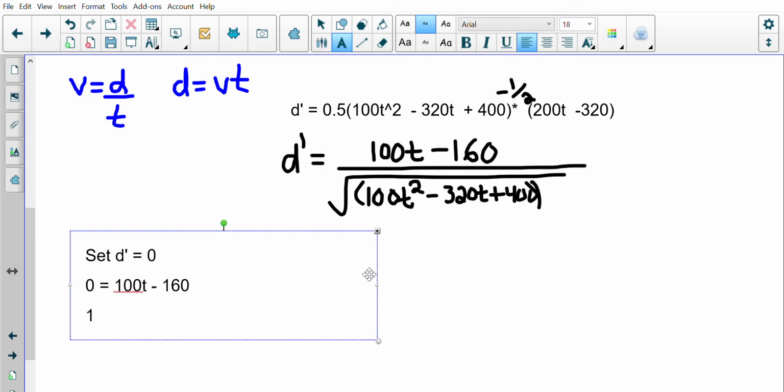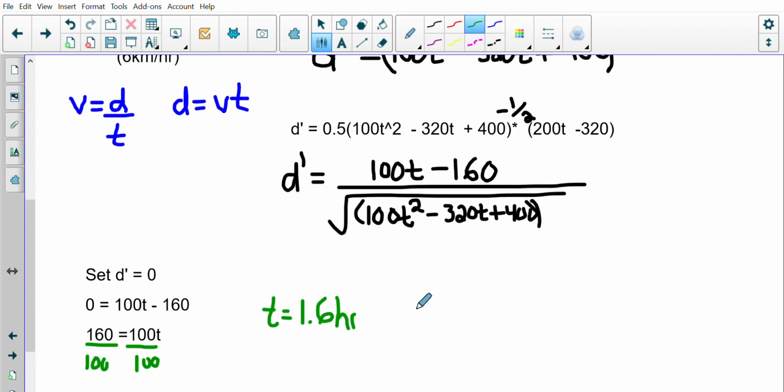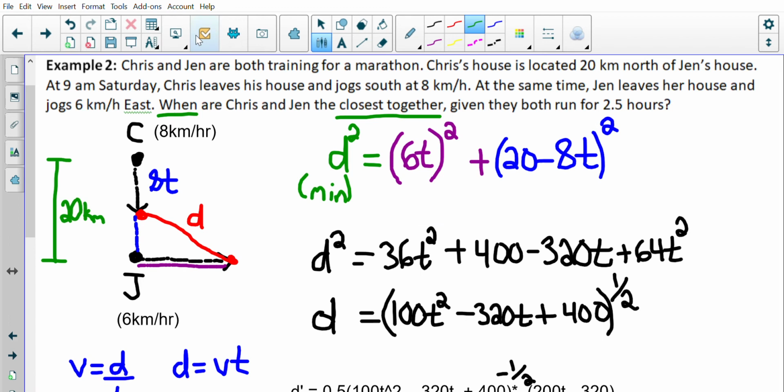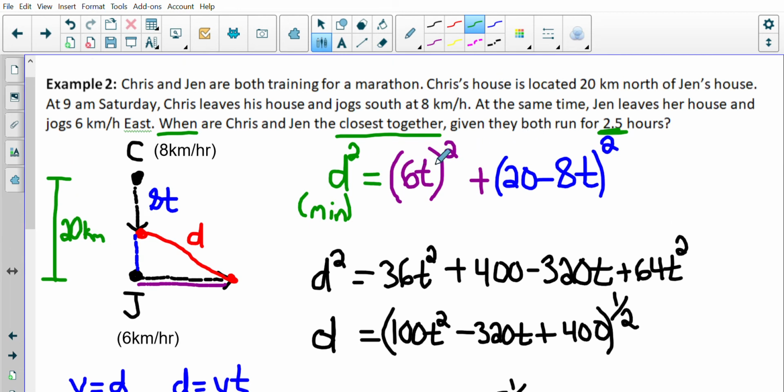All right, I'm going to move that minus 160 over to the other side. It becomes positive, and then the last thing I need to do here is divide by 100 to get t by itself. And so our t value is 1.6 hours. Now what did it ask again? That's when they're the closest together. Yes, that is within 2.5 hours. That's within our interval. Now, I could test out our endpoints.